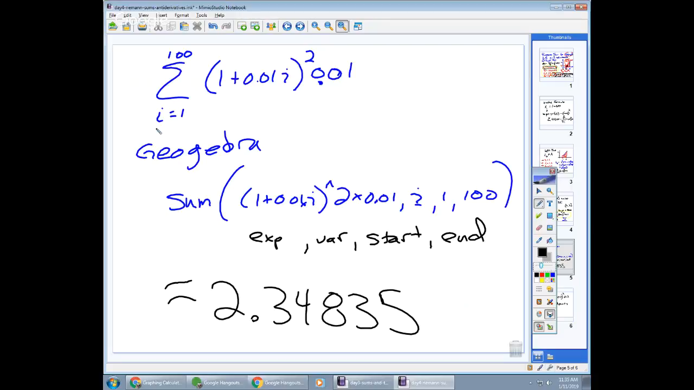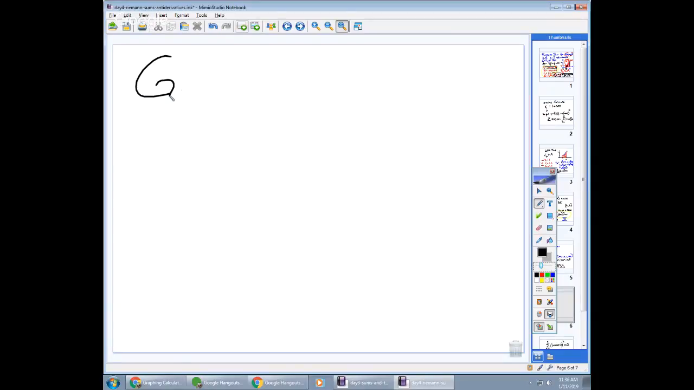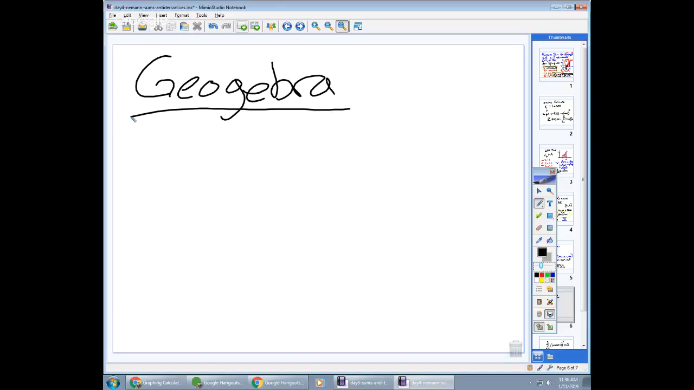Okay, so we're going to take this one step farther. Does anybody else have a question about entering this? I'm going to show you the easy way now. The easy way is to use Geogebra. Now, warning, you can't solely rely on this because then you'll miss some test questions if you don't learn how to write out your own summation notation.